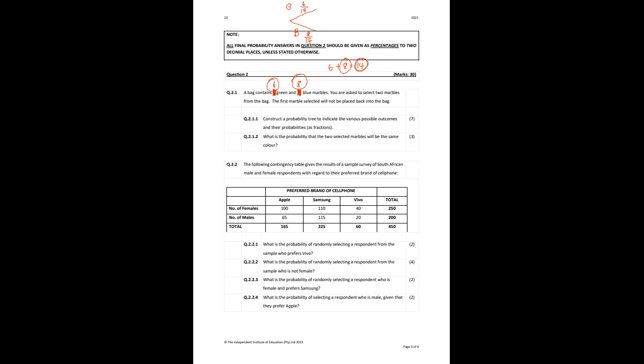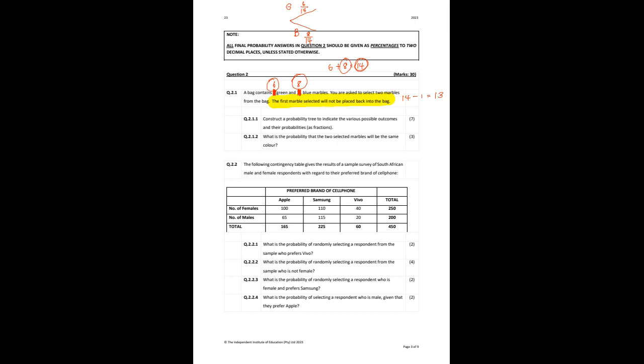Now, they said to you that the first marble selected will not be placed back into the bag. So from the 14 marbles that you currently have, you're going to remove the one which was selected the first time around, and that will now leave you with 13. And again, what happened the first time around does not affect what happens the second time around. Meaning, if you selected green the first time, you can still select green again the second time, or you can select blue. And vice versa, if you selected blue the first time around, you can still choose blue the second time, or you could choose green.